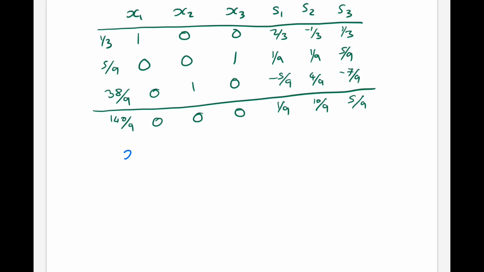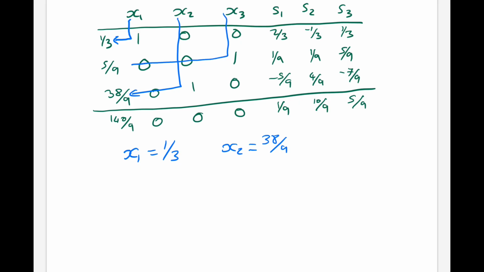We can say that x1 is going to be down to the 1 and across to the left hand side. So x1 is going to be equal to a third, x2 is going to be equal to 38 over 9, and x3 is going to be equal to 5 over 9. And that gives us a value for our objective. The best we can do is 140 over 9.